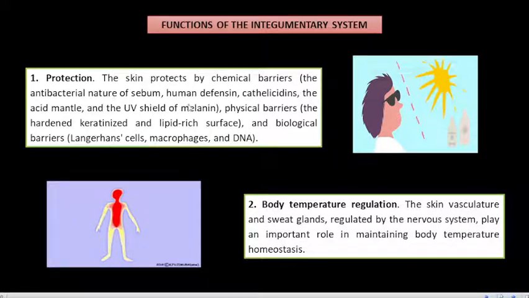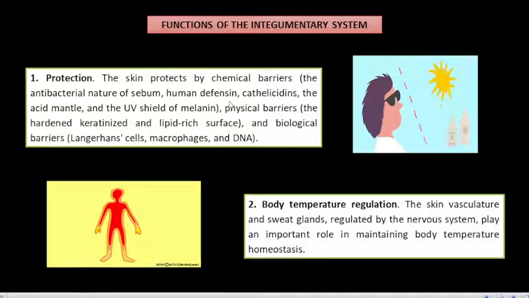Okay? Another one is the human defensin. Coming from its name, defensin, it means that it is used as a defense mechanism. So, saan ba nanggaling itong mga defensin? They are actually cationic. When we say cationic, positively charged, okay, they are cationic antimicrobial peptides. 'Di ba, when we say peptides, these are proteins. Therefore, defensins are antimicrobial proteins.